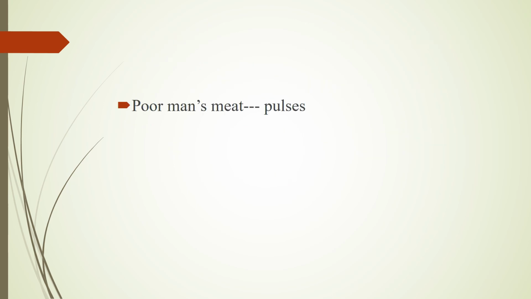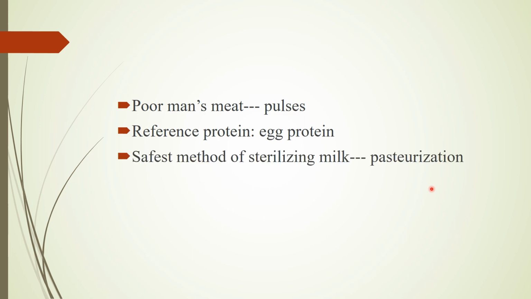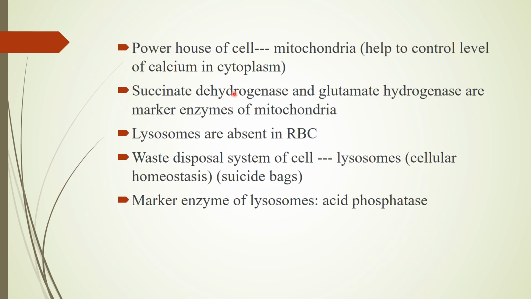Poor man's meat is the pulses. Reference protein is the egg protein. And the safest method of sterilizing milk is pasteurization. Powerhouse of the cell is the mitochondria, which helps to control the level of calcium in the cytoplasm.